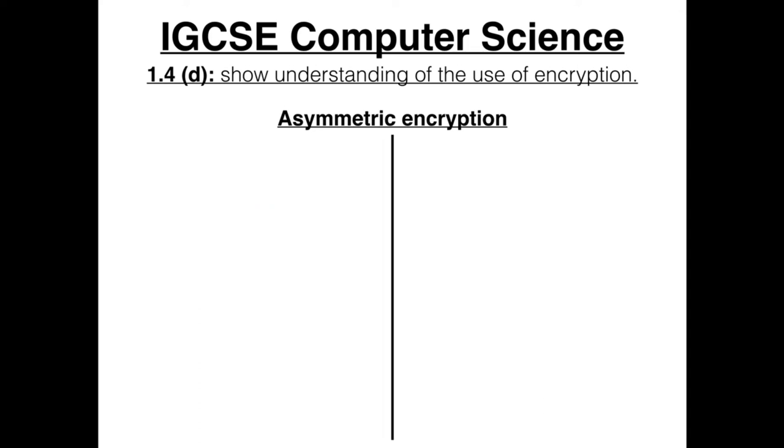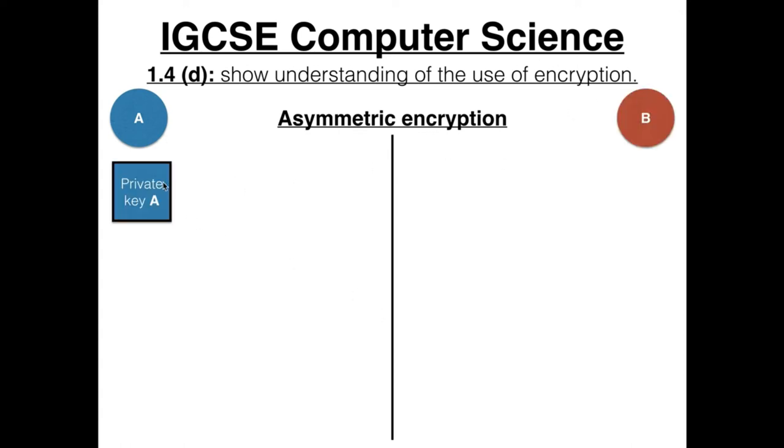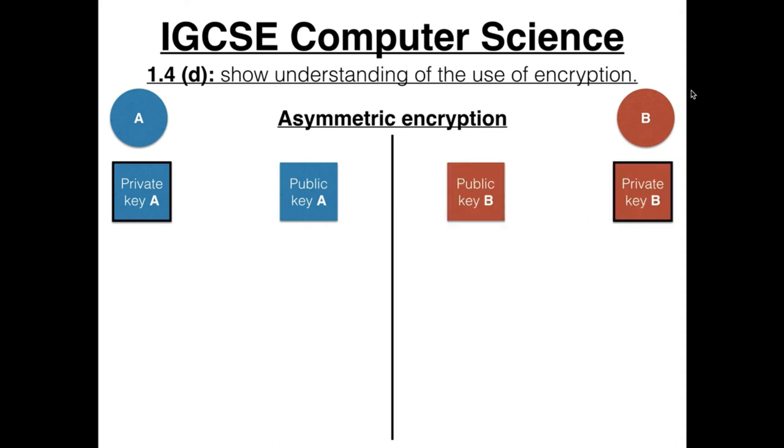To better see this example, let's take a look at this. This is a line, meant to be sort of the barrier between A and B. So we have user A and user B. User A has a private key, only known to itself, and a public key, known to both A and B. And B has the same thing, a private key to itself, and a public key shared between the two. So this is what happens.